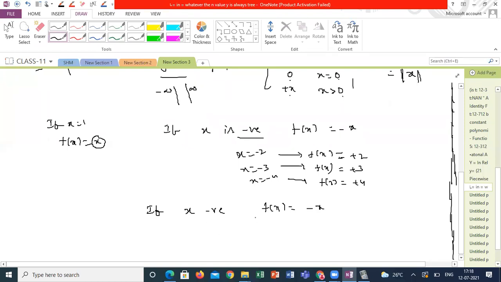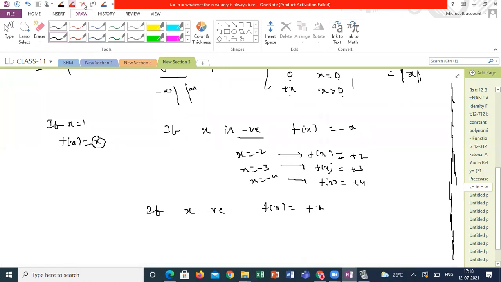Substitute any negative value, what will you get as the f of x value? F of x is plus x, you are saying, sorry. Substitute any negative value, what is your f of x? What you are getting? Actually, what does the modulus function say? It will give a positive value. Should be positive, correct? Yes, sir.